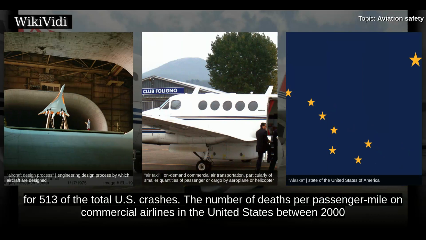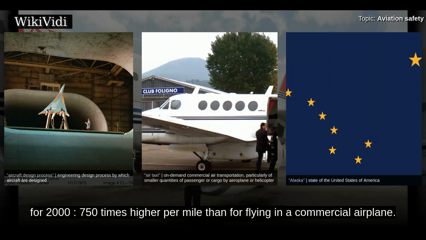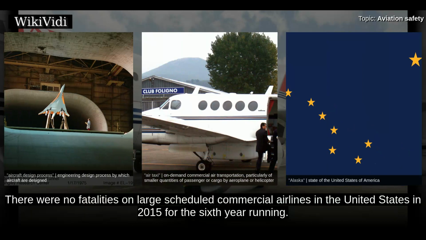crashes. The number of deaths per passenger mile on commercial airlines in the United States between 2000 and 2010 was about 0.2 deaths per 10 billion passenger miles. For driving, the rate was 150 per 10 billion vehicle miles. For 2000, 750 times higher per mile than for flying in a commercial airplane. There were no fatalities on large scheduled commercial airlines in the United States in 2015 for the 6th year running.